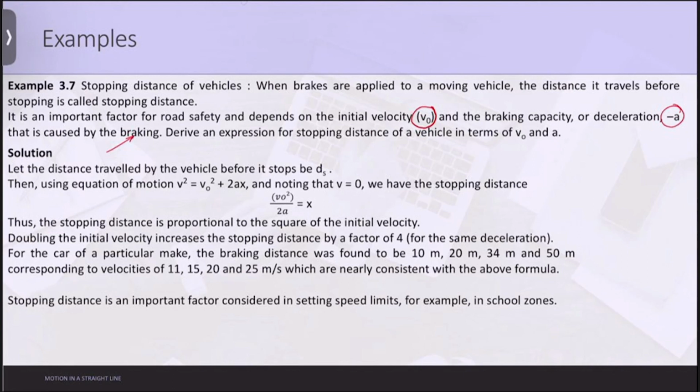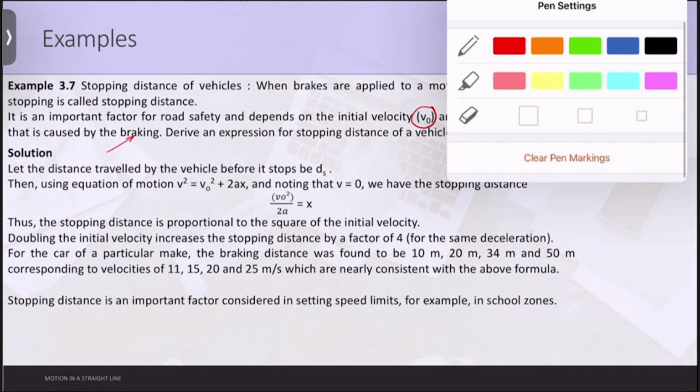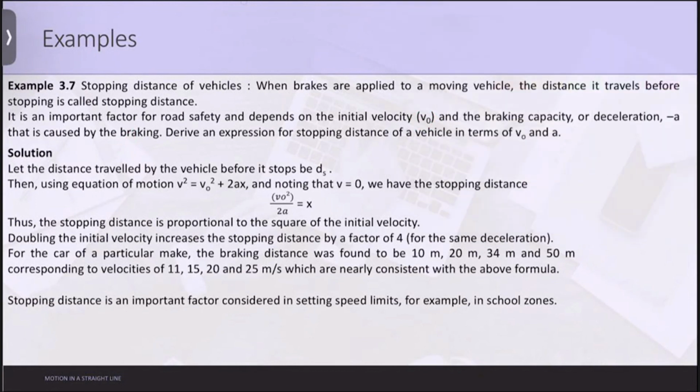Derive an expression for the stopping sight distance of a vehicle in terms of V0 and a. Basically we need to find a relation for this distance. What is this distance? It is nothing but displacement, which would be a function of V0 and a. Okay, let's start. Let the distance traveled by the vehicle before it stops be ds. If I try to explain using a diagram, let us say this is that vehicle.